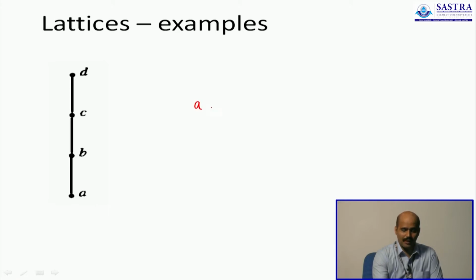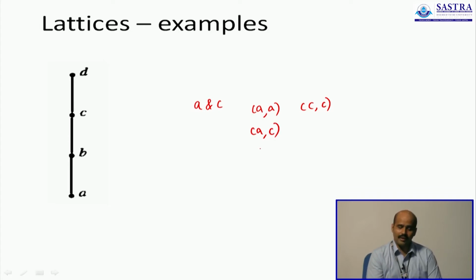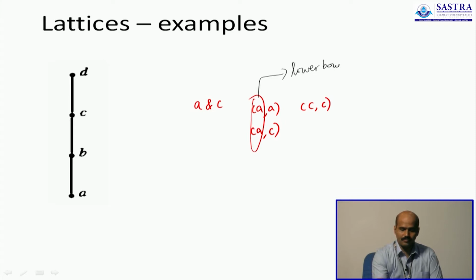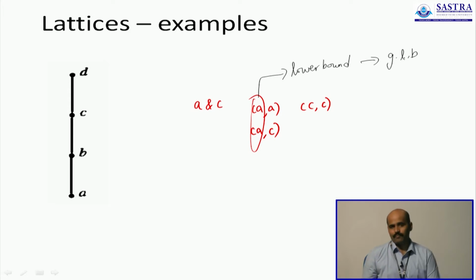Let's say we pick A and C. Now you see that you have pairs AA, CC and AC. Since you have both AA and AC, A is clearly a lower bound. And you don't have any other lower bound for both A and C in common. B is not a lower bound for A, so you can't have B as a lower bound, and D is obviously not a lower bound for C.